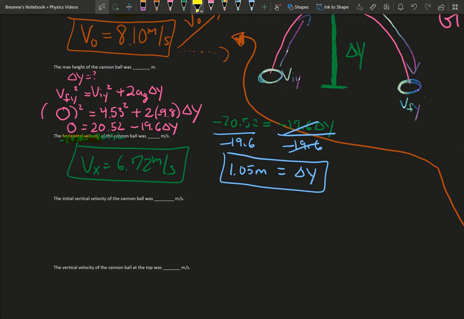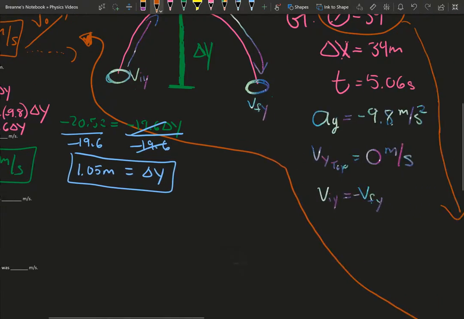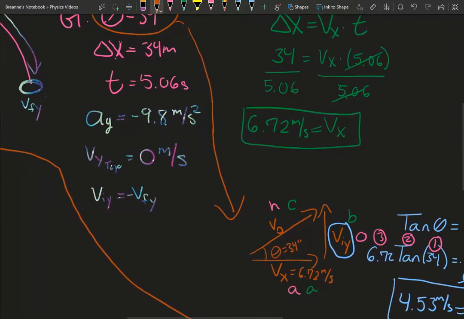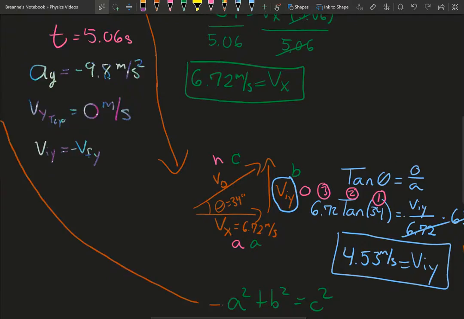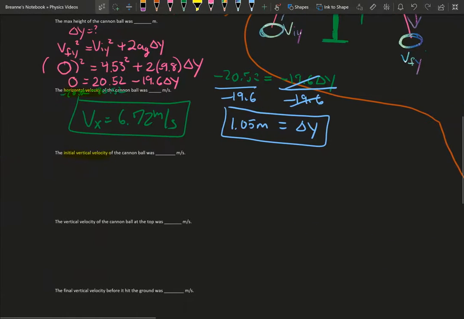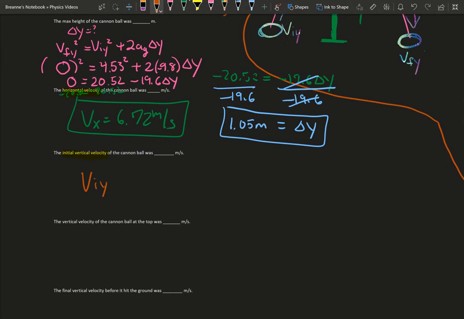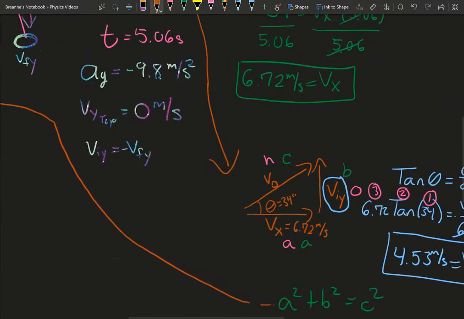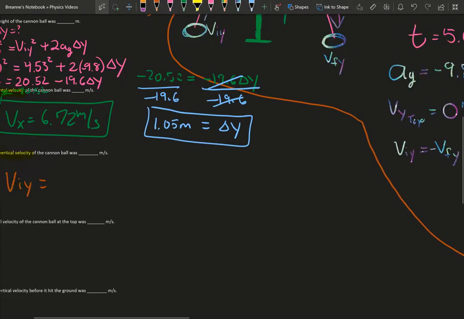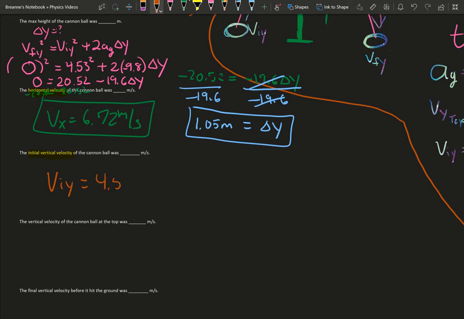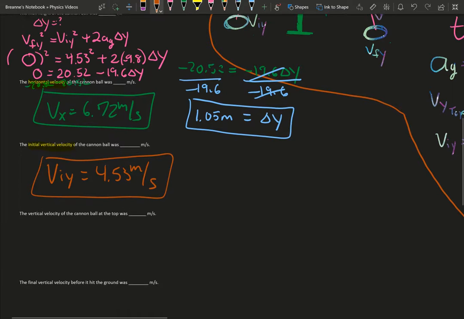The next part, it asks for our initial vertical velocity. I think we already figured out our initial vertical velocity. That's just our Viy. So our Viy equals, I rolled it over there, 4.53. You see how doing all that work up front, we've already done all this?